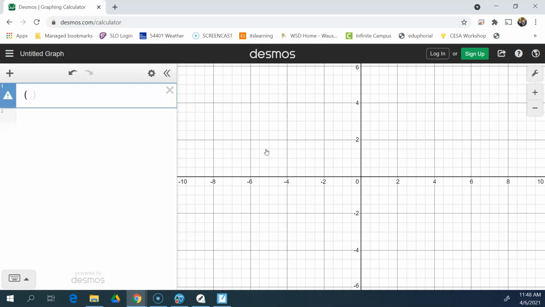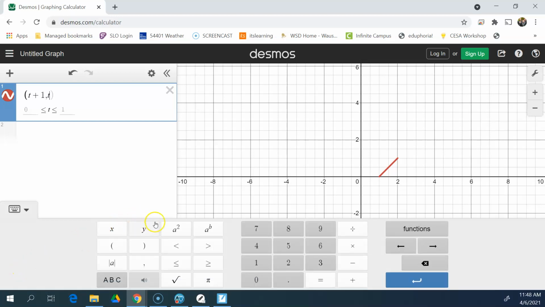So the x value was t plus 1. I'm going to put that in my ordered pair as the x part. Then I'm going to put t squared plus 2t in the other part. But how do I do the squared? Well, you go down here to this little show keypad thing.